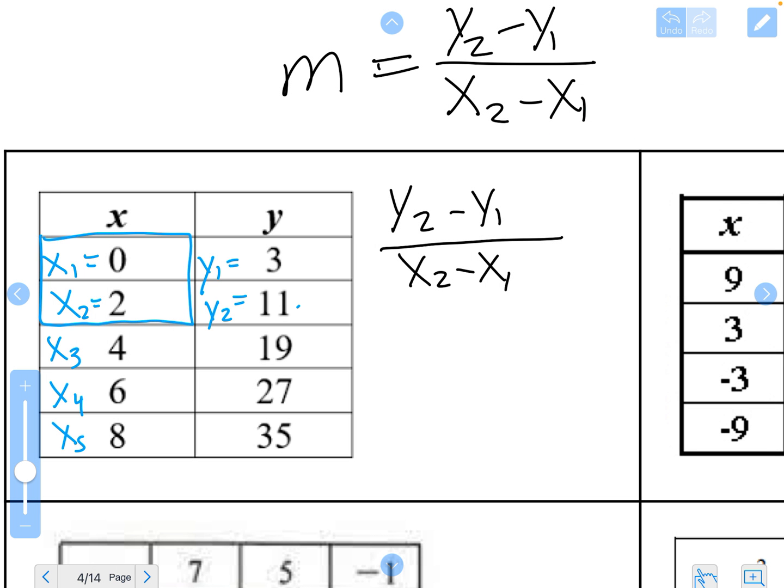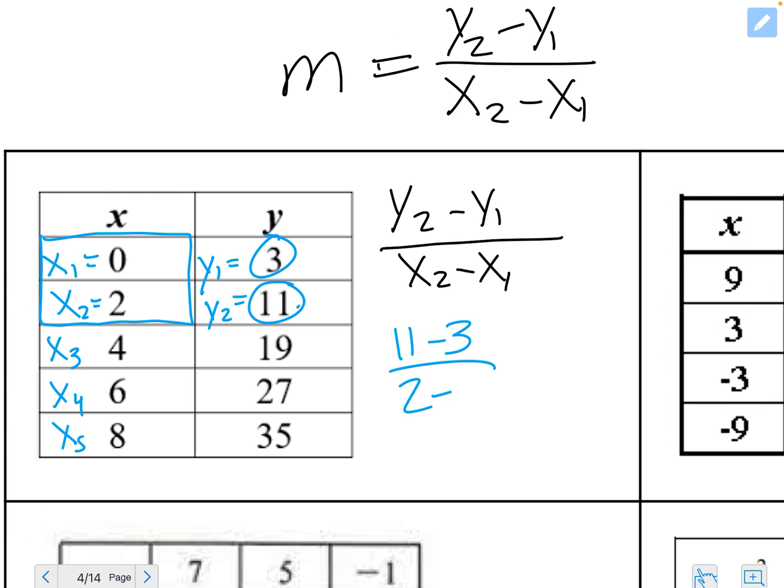So my y2 is 11, and I'm going to put minus because that's what my formula tells me, and then I'm going to write down my y1, 3. And I'm going to write down my x2, which is 2, minus 0, which is what my formula tells me.